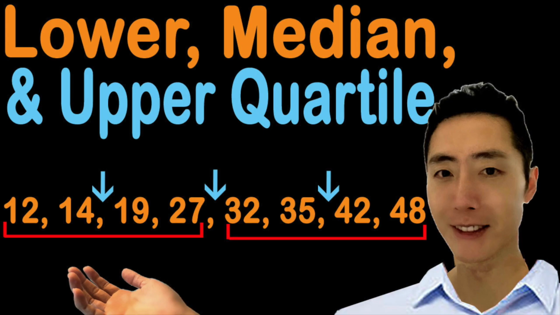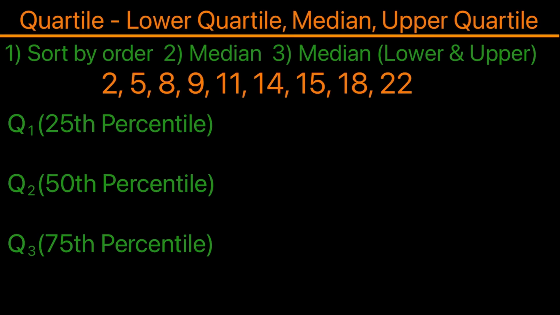In this video, I'll be going over how to find the quartiles, specifically the lower quartile, the median, and the upper quartile. The steps are as follows. First, we want to sort by order. Second, we want to find the median. Third, we will find the median of the lower and upper halves.